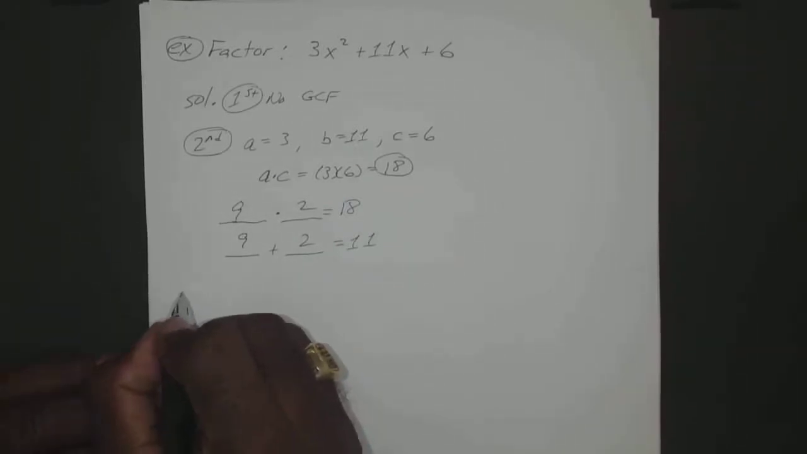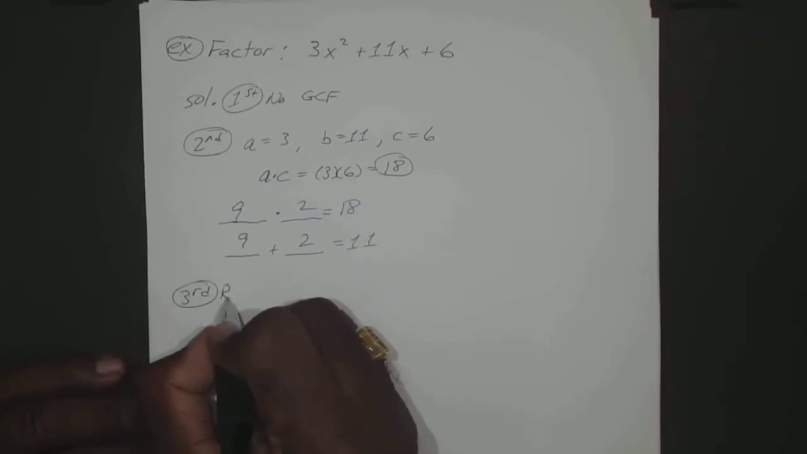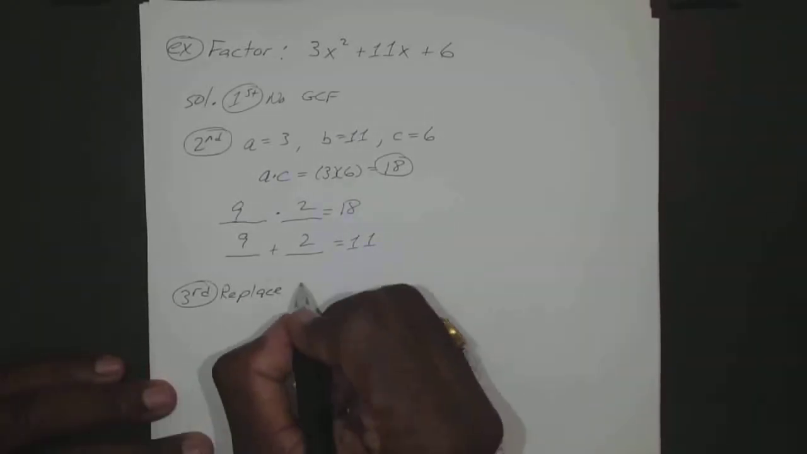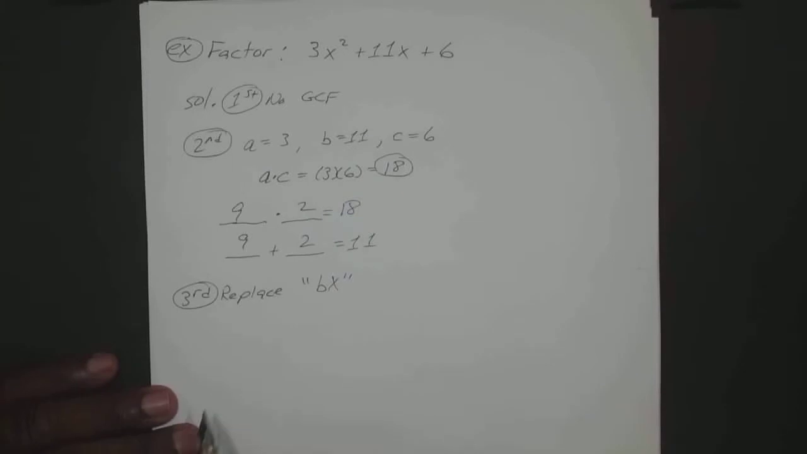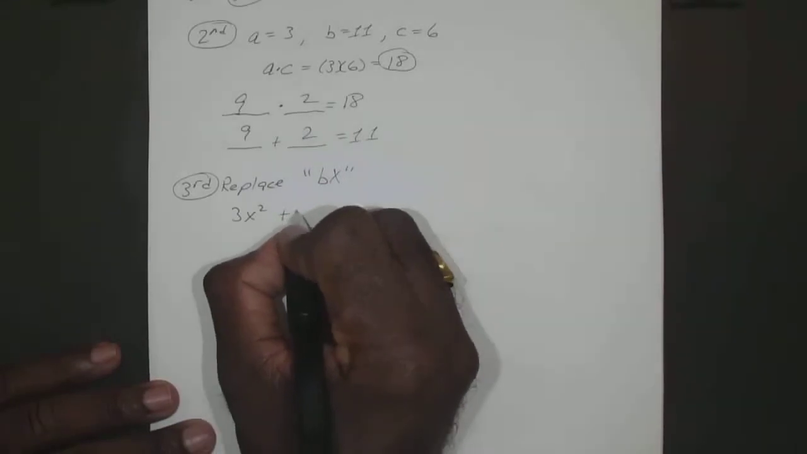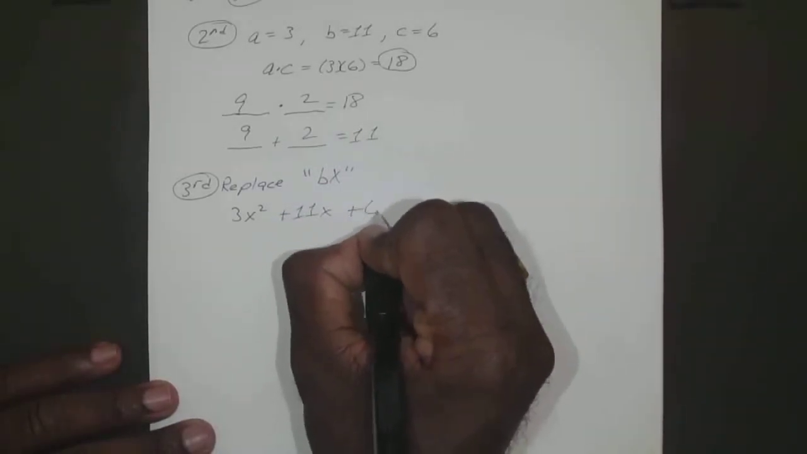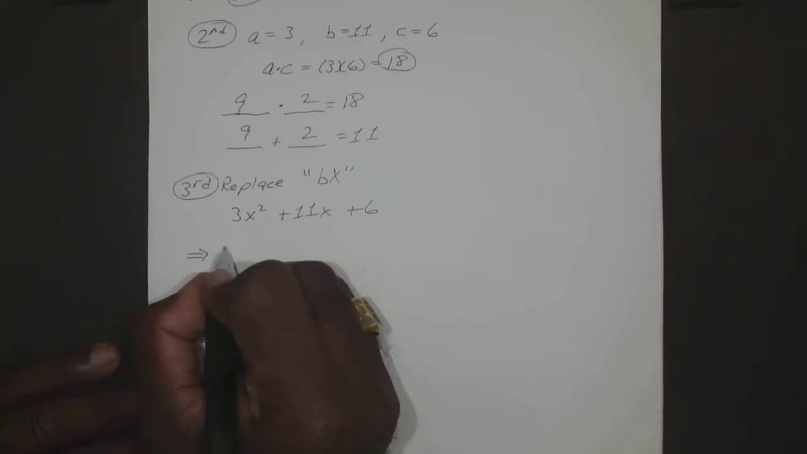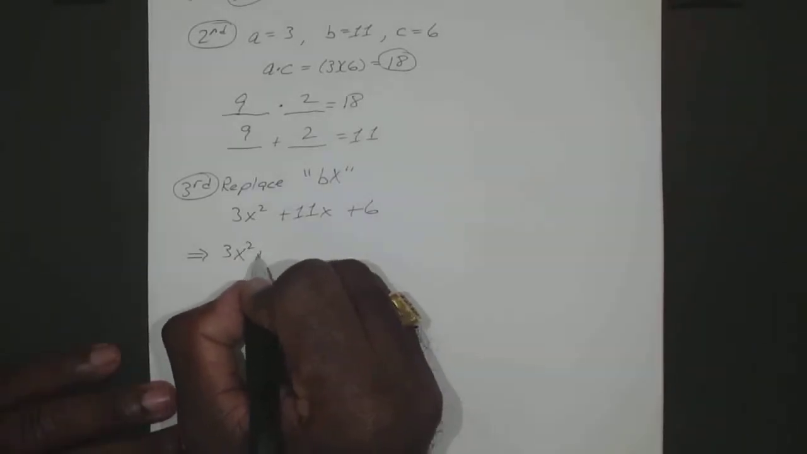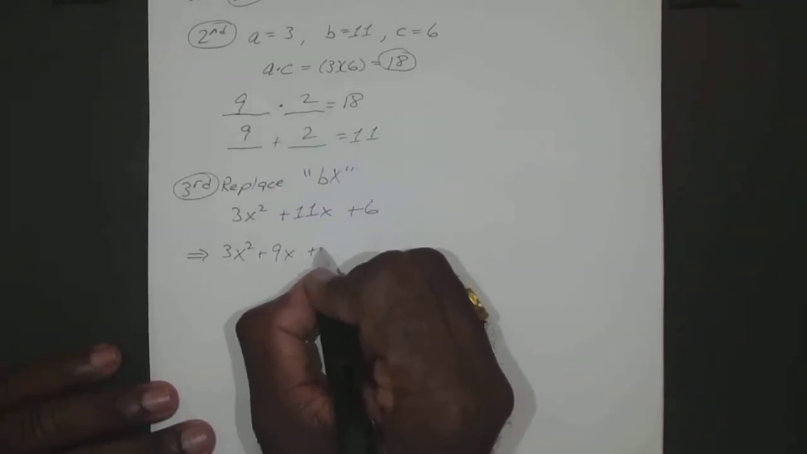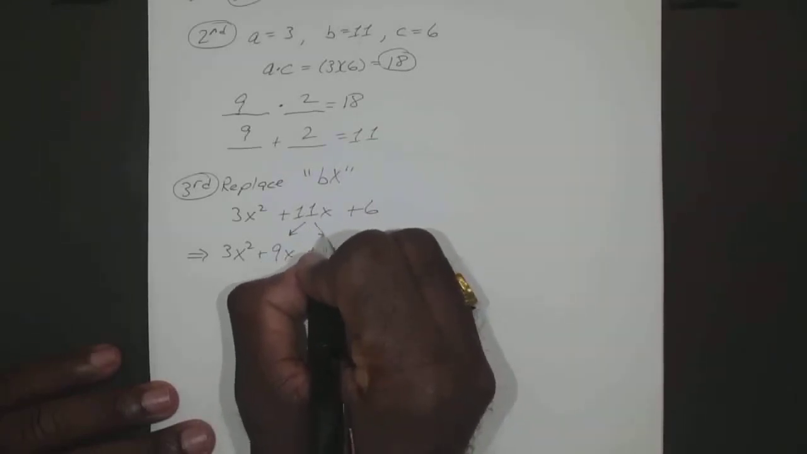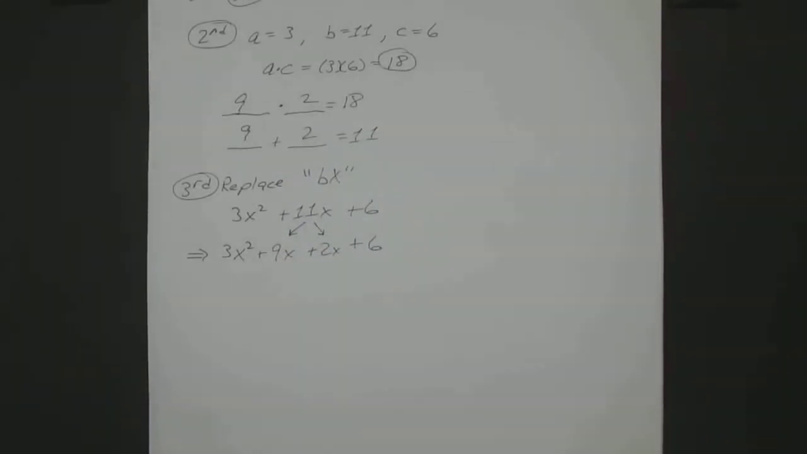Okay, so that means for our third step, we replace that middle term. So that means our 3x squared plus 11x plus 6 will actually become 3x squared plus 9x plus 2x plus 6. Okay, and then from there, it's just factor by grouping.